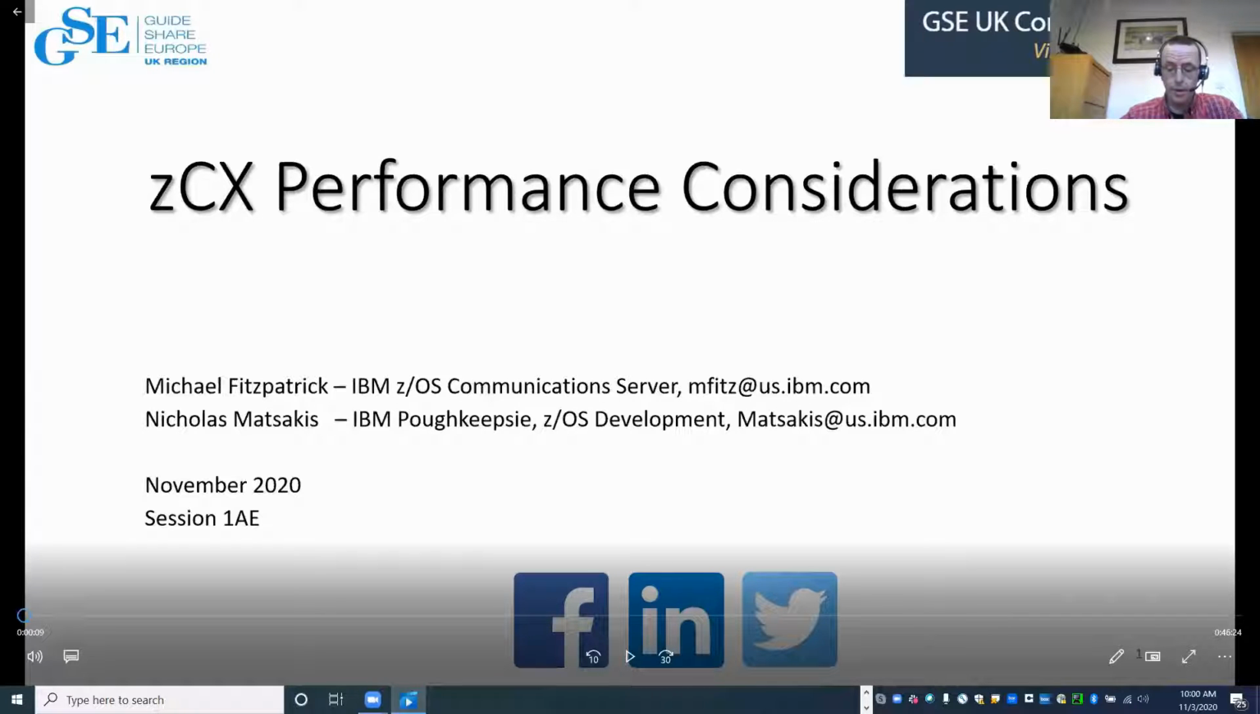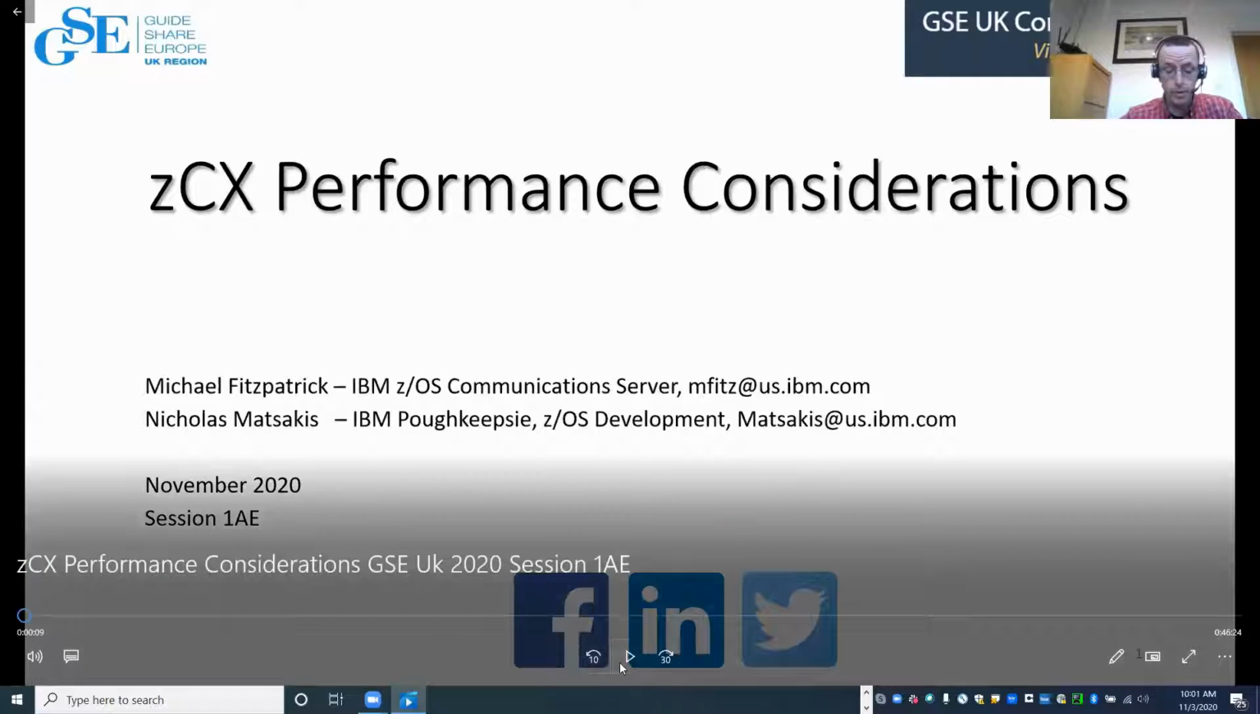zCX performance considerations. A lot of new and exciting advancements are taking place, and the focus of our session today is the performance characteristics and considerations when running these container-based workloads on z/OS.